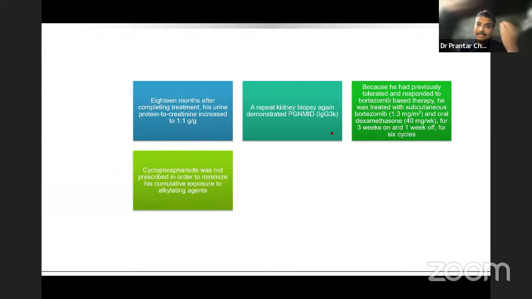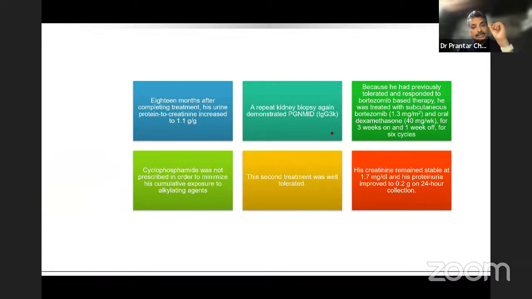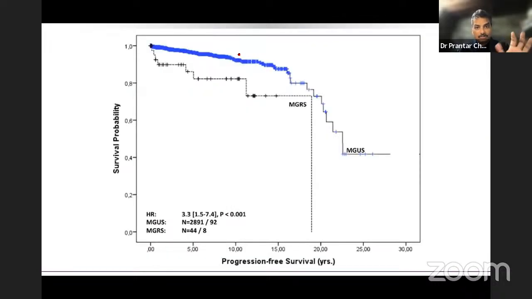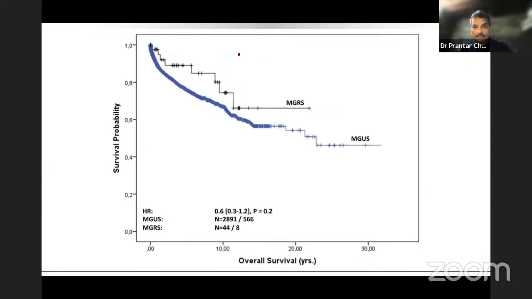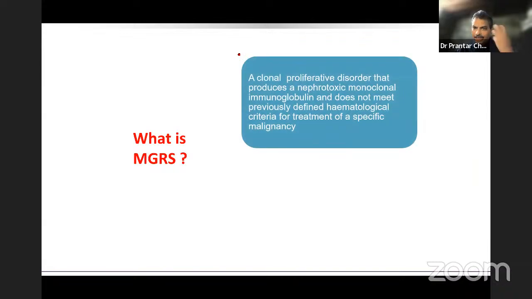And this is what I tell my nephrology colleagues or my internists, that they should be under a multidisciplinary team where there's a hematologist and there is a nephrologist. So this was the first paper which came in to explain MGRS. So now everything is not MGUS, even if it is not myeloma. And MGRS also has a bad prognosis, right? And there are definite guidelines.